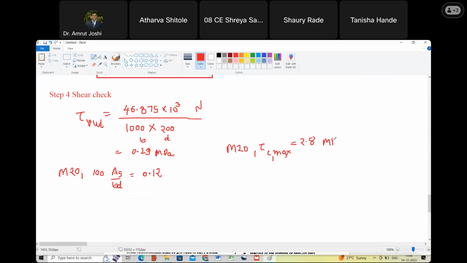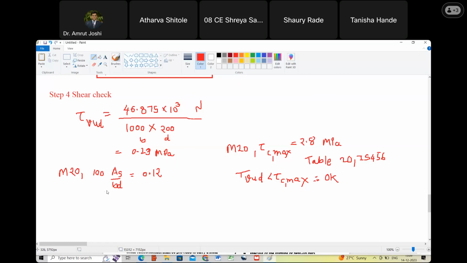From where did we get this? We got this from table. कौन सा table है? Table number 20, IS 456. Are you with me? Yes, sir. So is tau VUD less than tau C max? Is it so? है कि नहीं? Yes. Therefore, we need not revise the depth.